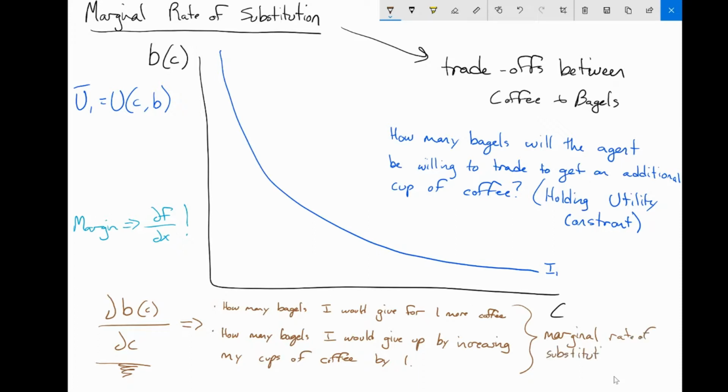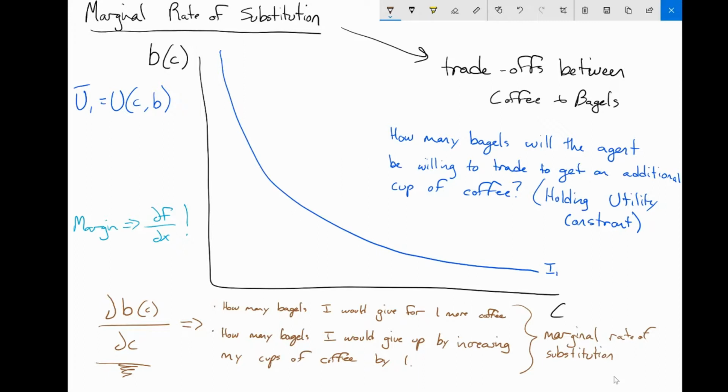Why do we call it the marginal rate of substitution? Well, it's substitution, meaning that we're trading between bagels and coffee. It's a rate because it's how much we have to trade, and it's marginal because it's how much we have to trade on the margin. That means how many bagels I have to trade to get one more cup of coffee.